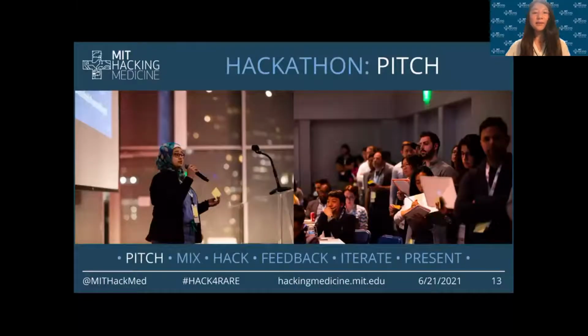Now let's take a look at what this looks like in action. As a disclaimer, all of these pictures were taken from our in-person hackathons, but we've worked really hard to translate that to the virtual space so you can get as close of an experience as possible. On Friday after kickoff, you'll each be heading into a problem pitching session where you will have the opportunity to pitch any problem within healthcare that you're passionate about and want to see change for.